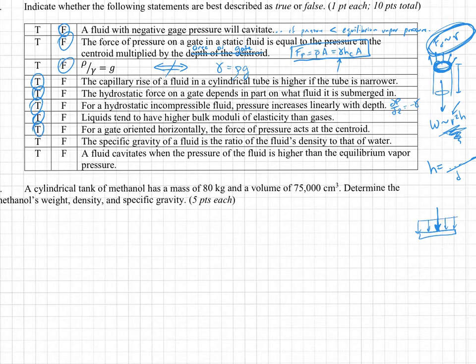The specific gravity of a fluid is the ratio of the fluid's density to that of water. Well, that's the definition. Okay, S equals rho over rho water. A fluid cavitates when the pressure of the fluid is higher than the equilibrium vapor pressure. It is when it is lower than equilibrium vapor pressure. This is false. Okay, so 3 falses, 6 trues, and 1 false.